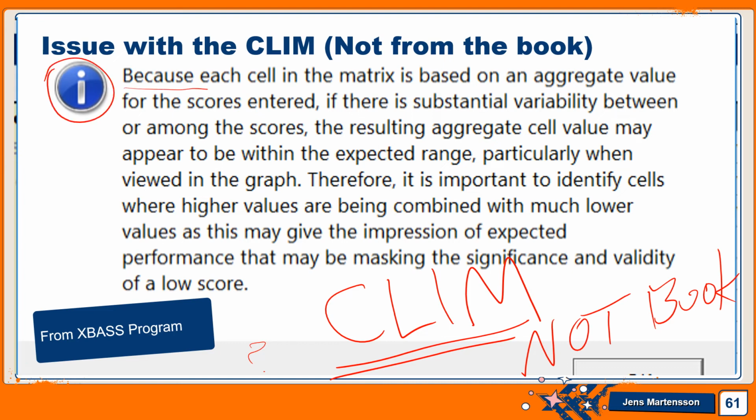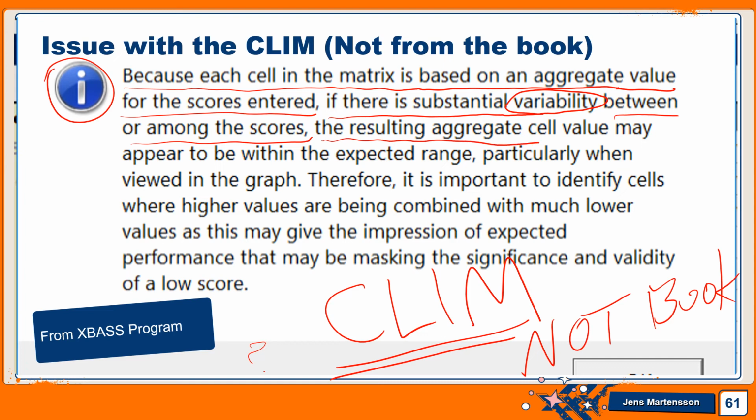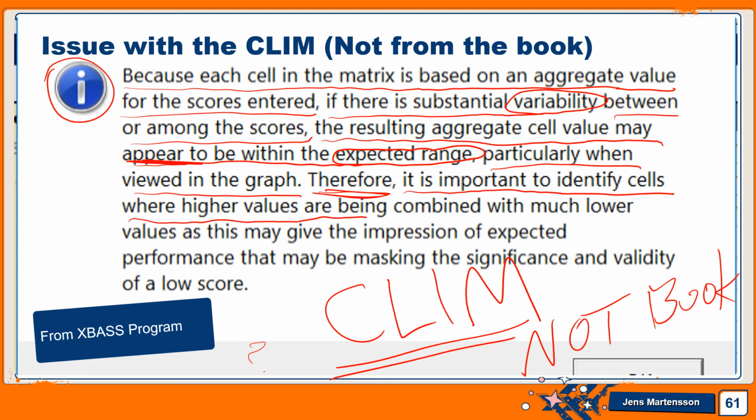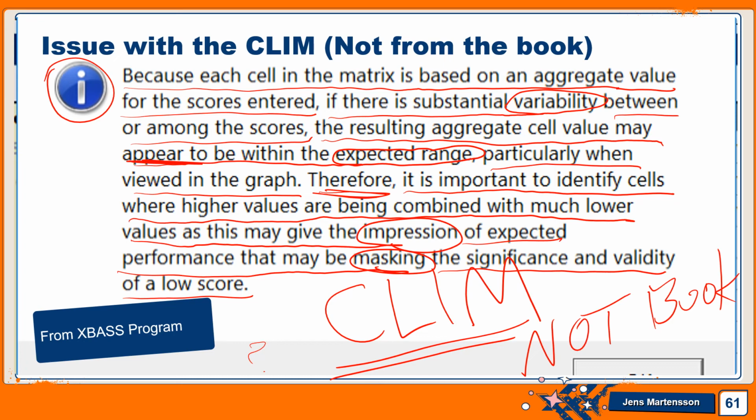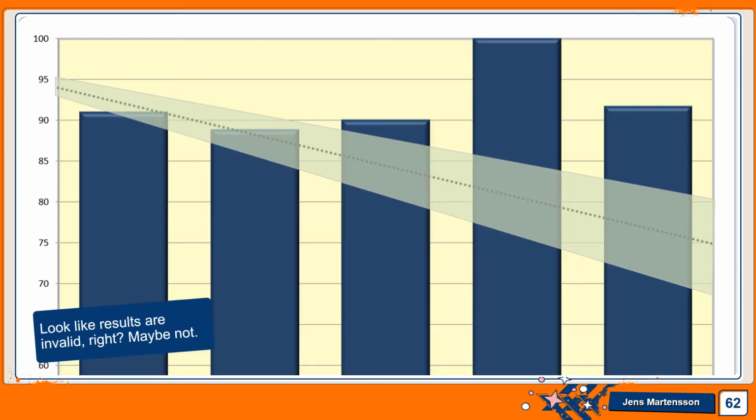It says, because each cell in the matrix is based on an aggregate value for the scores entered, if there is substantial variability between or among the scores, the resulting aggregate cell value may appear to be within the expected range, particularly when viewed in the graph. Therefore, it is important to identify cells where higher values are being combined with lower values, as they may give the impression of expected performance that may be masking the significance and validity of a low score. Wow. Let me show you what I mean.